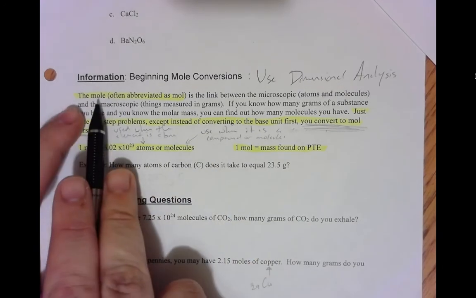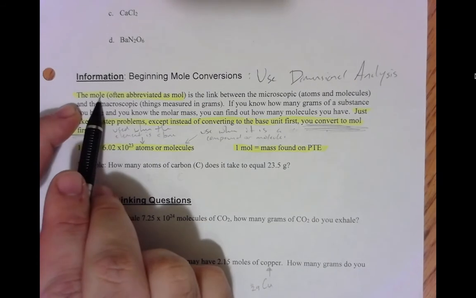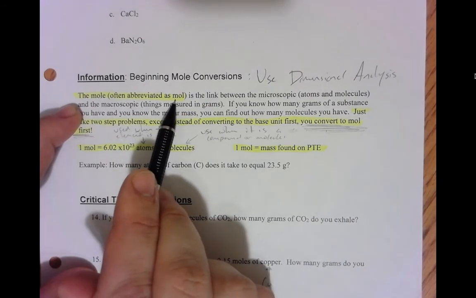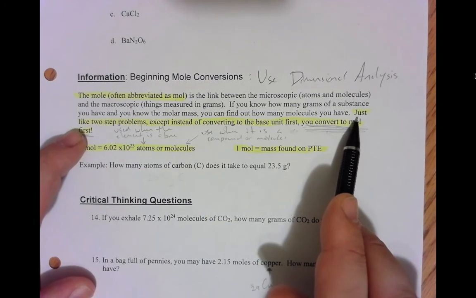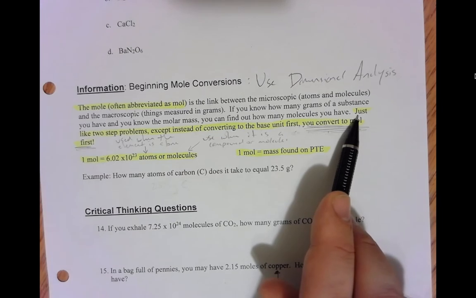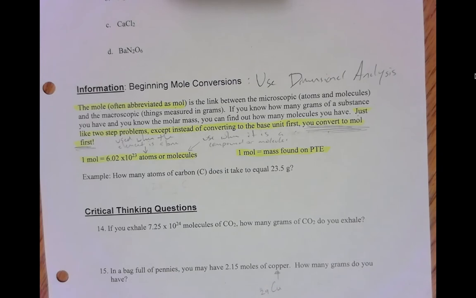Before that, one thing worth noting, you're going to see me do it a lot when I write these: mole is abbreviated MOL, so you don't need to put the E at the end. And just like the two-step problems we did before, instead of converting to the base unit first, we need to convert to mole first. Mole is the universal unit. Once you're in moles, you can convert to anything else.